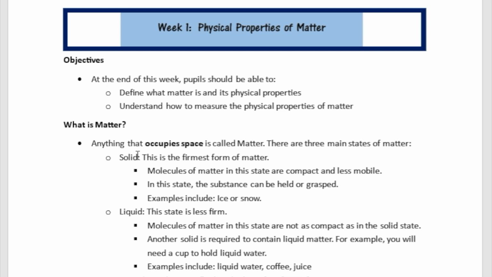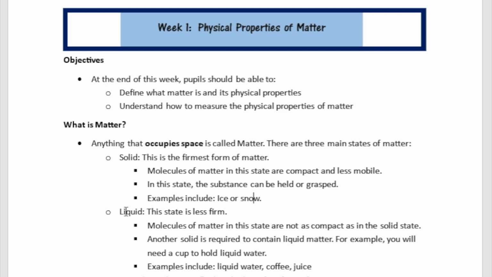The solid aspect of matter is going to be the most firm aspect of matter. Okay, that's like the most solid. And in this state, molecules of matter are compact and less mobile. Well, an example is going to be like an ice cube or like your snow. Do you live in a snow country over there? A snowy country? Is it winter already in your part of the town right now? Well, that's going to be a solid matter for you.